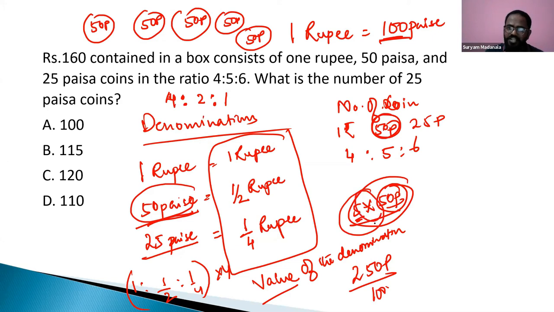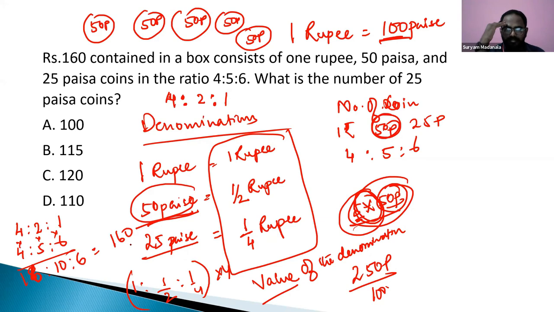So you're trying to multiply. The same way, I will multiply 4 : 2 : 1 with 4 : 5 : 6. 4 into 4 is 16, 2 into 5 is 10, 1 into 6 is 6. So 16 : 10 : 6, and the total is 160. You're getting me, everyone? Did I go anywhere wrong? All the ratios are cleared? Yes, the ratio is done.